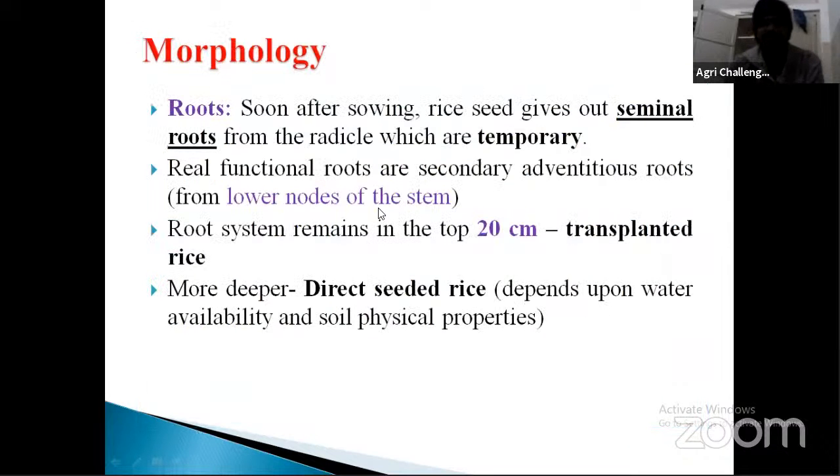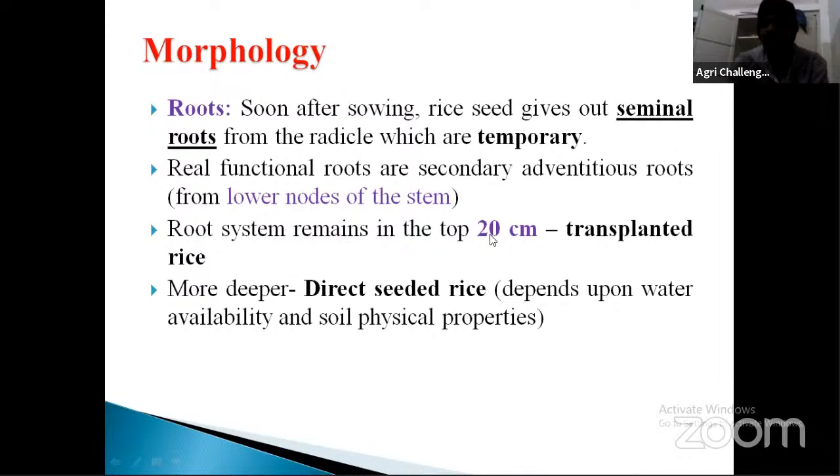And next is rice morphology. Soon after sowing rice, it gives out seminal roots from the radicle, which are temporary. आप लोग ये याद रखना कि seminal roots मतलब हमेशा वो temporary रहता है. Regardless of the crop, the seminal roots are temporary, and the real functional roots are secondary adventitious roots. Adventitious roots यानी कि वो लोअर नोड्स ऑफ स्टेम से डेवलप होता है, इसलिए एडवेंटिशियस रूट्स कहे जाते हैं. और ये रियल रूट्स है, मतलब परमानेंट रूट्स है.